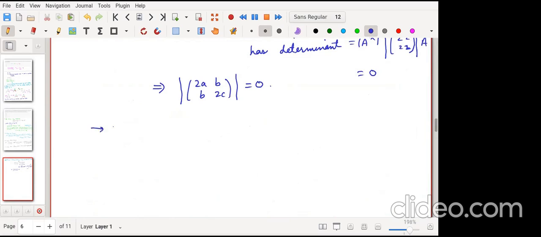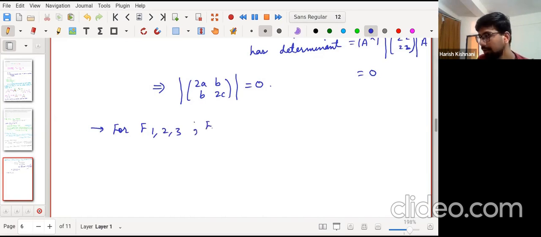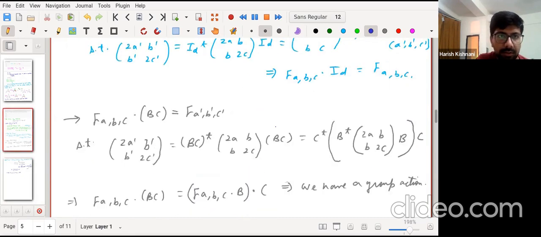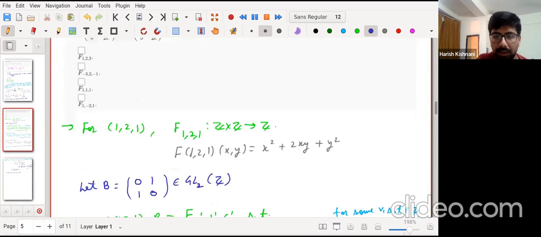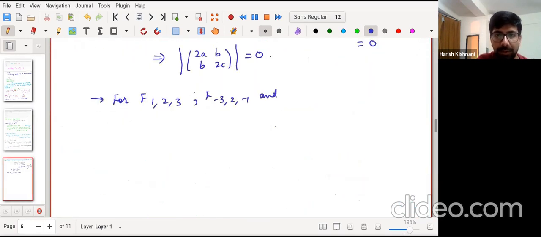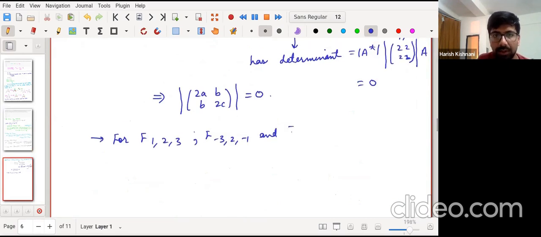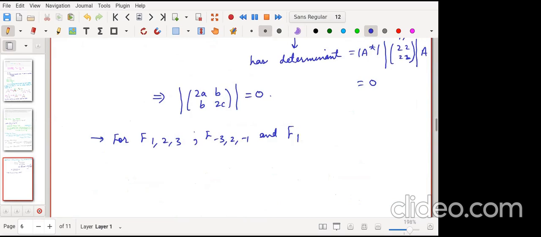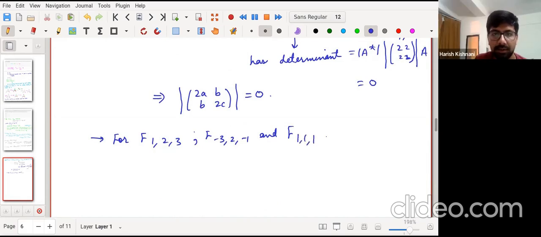Okay, so for f123, f(-3, 2, -1), and what is the third one? Yes, it is 111. So for these three, the determinant won't be 0. So these three won't be there. So if you just need to tick an option, you can say its determinant is non-zero, so only one option has to be correct. That's the fourth one. This condition is not satisfied. You can check it.